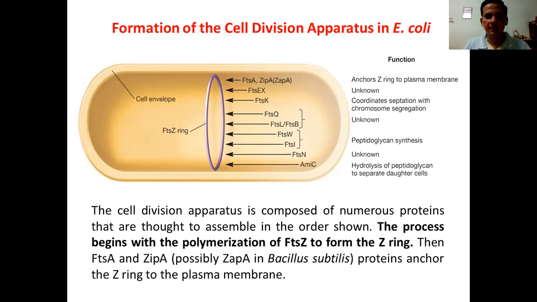This anchoring facilitates the formation of the septum and the overall synthesis of the cell membrane as well as the cell wall. Some of the functions are anchoring the Z ring to the plasma membrane. These protein functions coordinate septation with chromosome segregation. They lead to the formation of the peptidoglycan, and they also hydrolyze the peptidoglycan to separate the daughter cells. So it's not only that they lead to the formation of plasma membrane and the cell wall, they also lead to the hydrolysis, which leads to the separation of the two daughter bacterial cells.